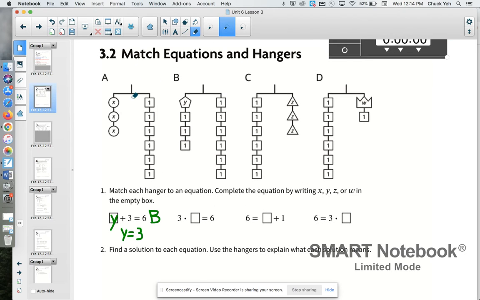All right, so 3.2. Match each hanger to an equation. Complete the equation by writing X, Y, Z, or W in the empty box. I did the first one for you. We're going to combine number 1 and 2 together.